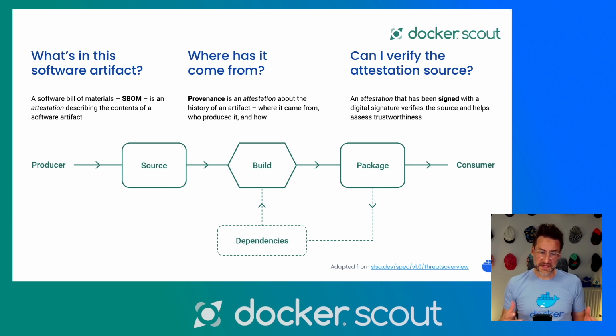Now, there's another type of attestation which is really all around how the software was built, by whom, what exact build steps were taken, and where, to tell the consumer of a software that this software is actually produced in a way that you as a consumer are expecting it to be produced.